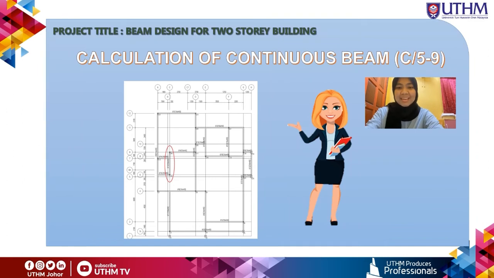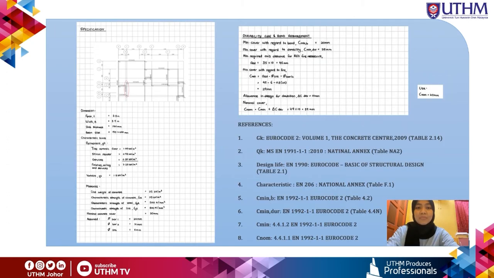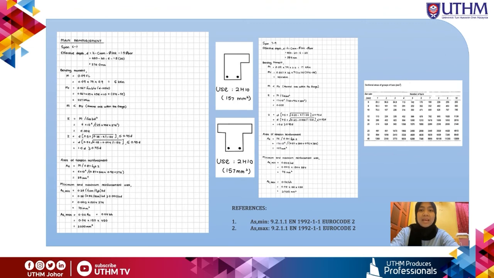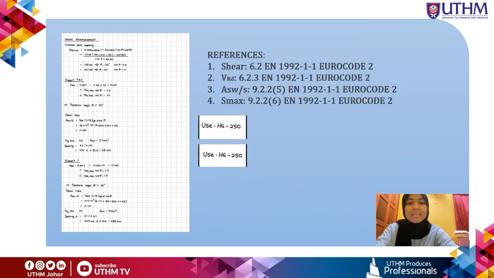Next is the calculation of the continuous beam. The beam that I choose is C59. These are the specification and material of the beam. For this beam also, the C nom that I get is 40 mm, same as the simply supported beam. For span 6-7, I choose 2H10, which has an area of 157 mm squared. Same as span 7-9, I choose 2H10 because the As that I get is 107 mm squared, which is not more than As maximum.